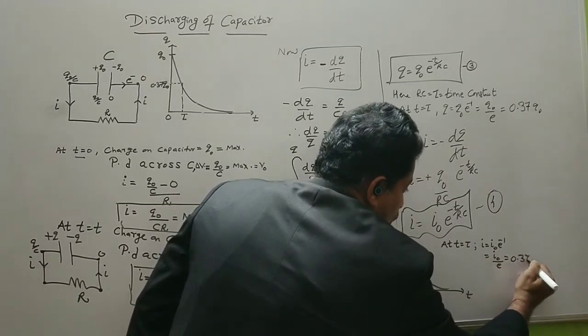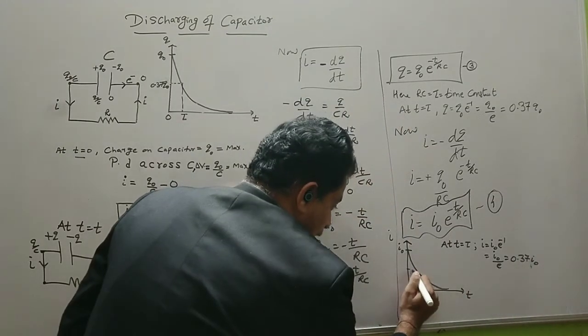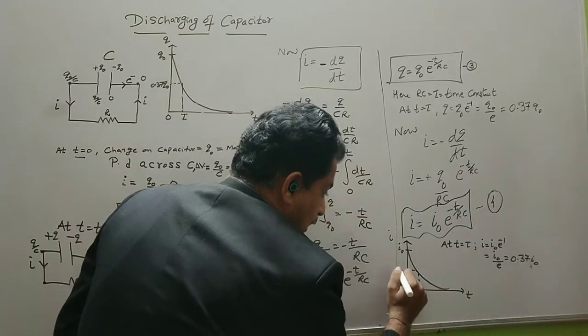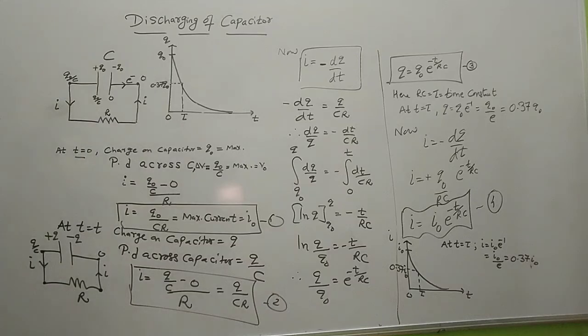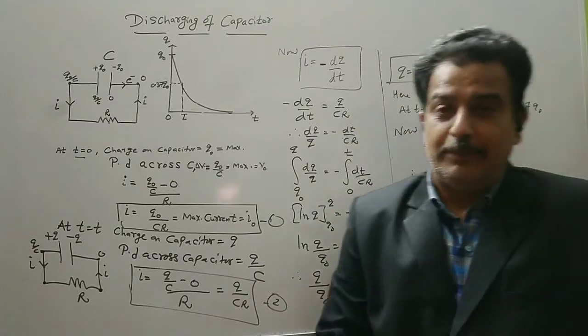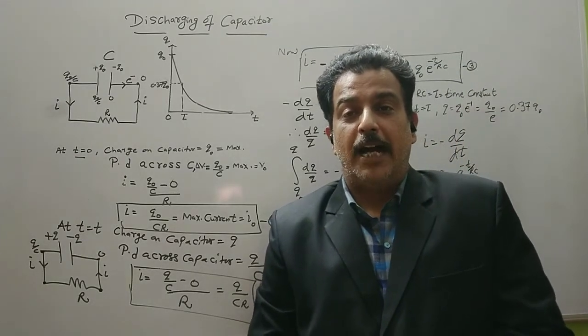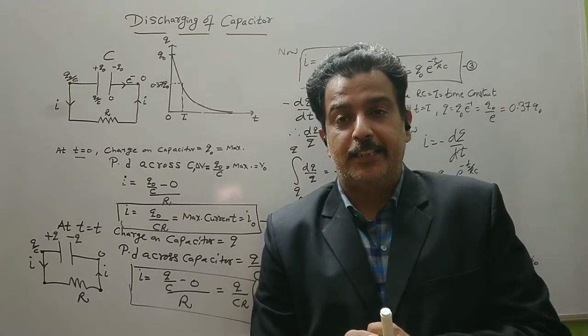Again this value comes out to be 0.37 I naught. So at tau time, the current in the circuit is 0.37 times the maximum current. So whether the capacitor is charged or discharged, the current in the circuit decreases. And we will see during the charging of a capacitor, when the current ideally becomes zero, then it is called a steady state.